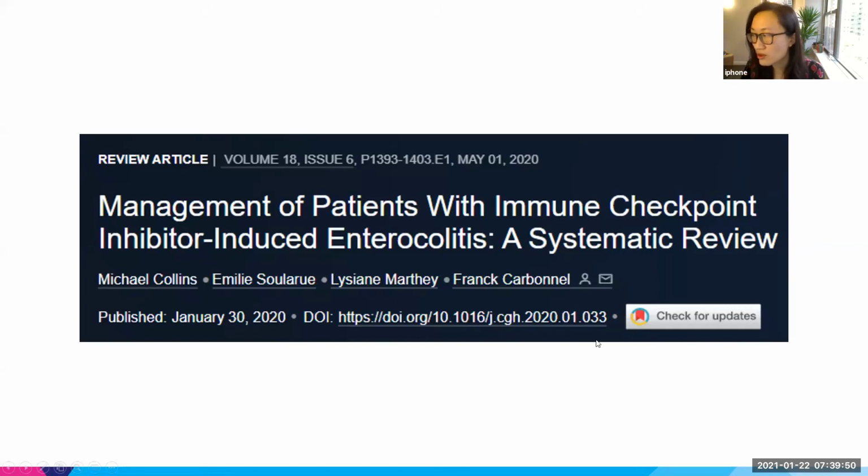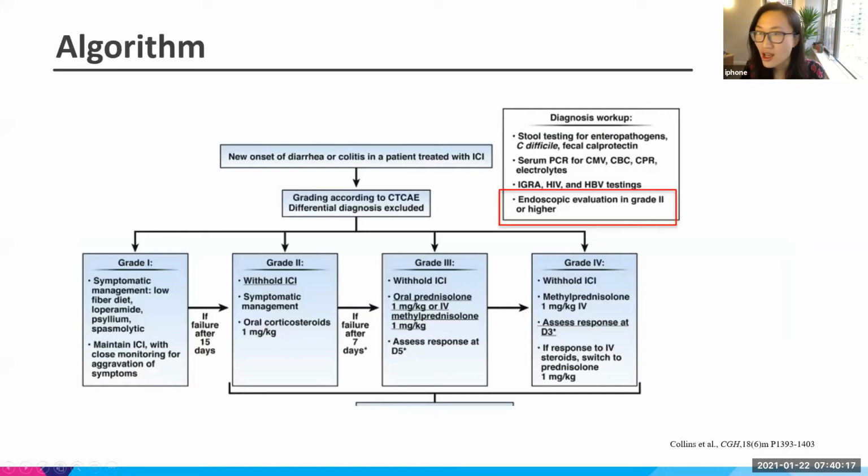So I picked this article in CGH about management of patients with immune checkpoint inhibitor-induced enterocolitis. There have been 4 consensus guidelines developed on the management of immune-related adverse effects. They are purely based on case series and mostly retrospective. So there is certainly a need for stronger evidence-based data to inform our clinical decision-making, but this is the best that we have currently. This is the algorithm that I thought was the most helpful in the article.